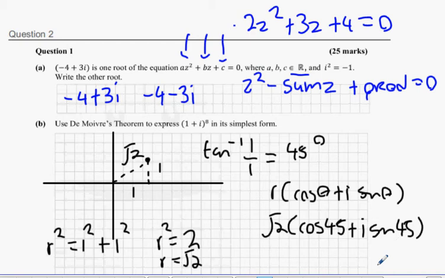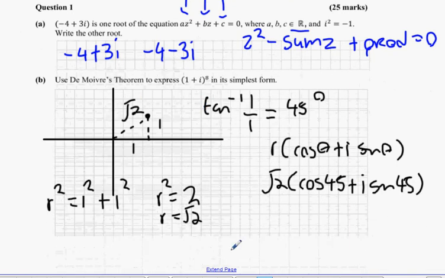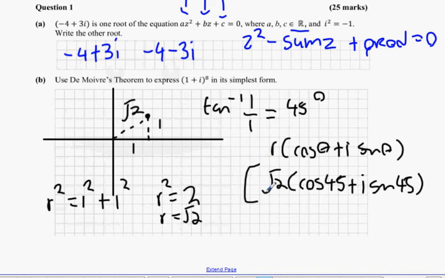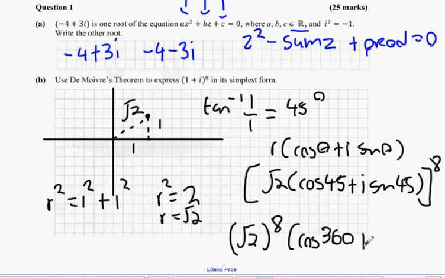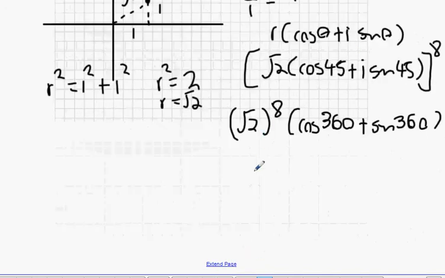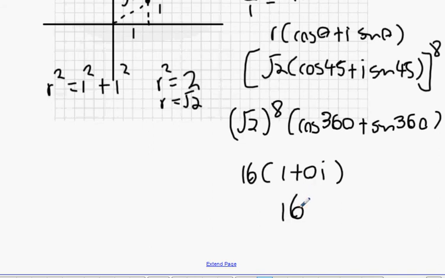You could do it the binomial way, but that'd take you ages. You're not wrong, but then you just do the 8th power. Now what's root 2 to the power of 8? And then 8 times the angle, cos 360 plus i sin 360. So what's root 2 to the power of 8? 16. Cos 360 is 1, plus i sin 360 is 0. So 16, right?